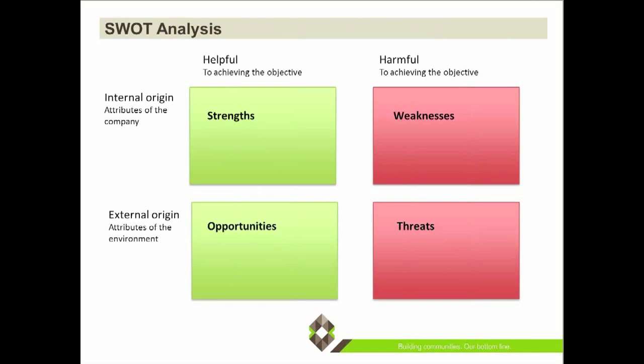So once we have looked at the qualitative and the quantitative aspects in terms of the industry and the company, we can build a SWOT analysis. The SWOT analysis looks at the strengths, the weaknesses, the opportunities, and the threats of a company. Now, the strengths is always helpful. A strength and opportunity is helpful to achieve the objective, whether it is growth or it is expansion. And your strength is an internal origin. It's attributes of the company.